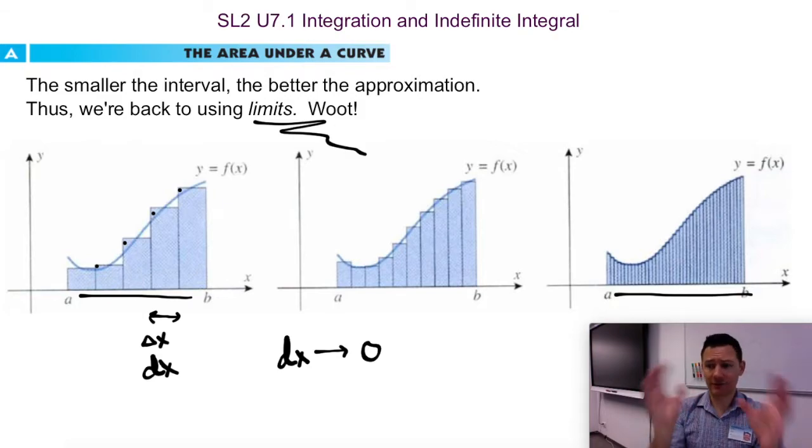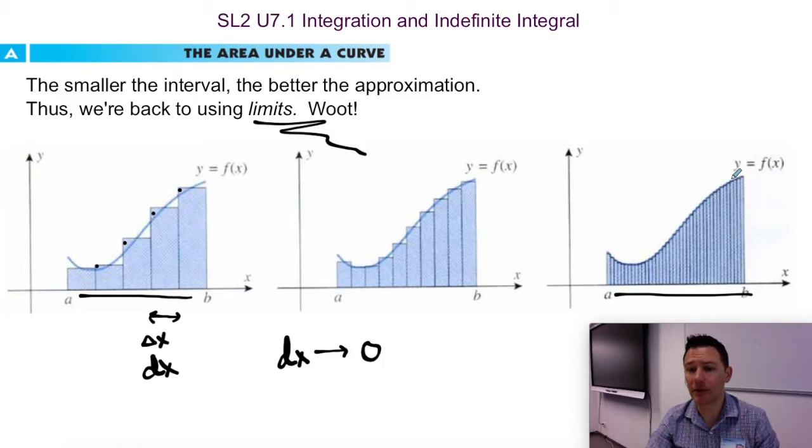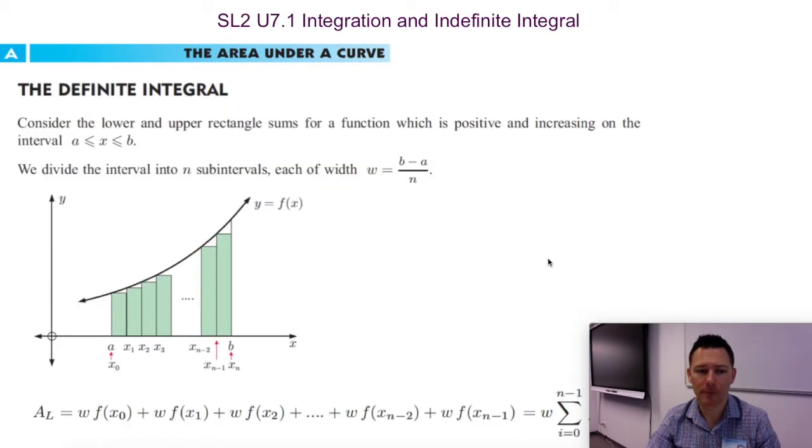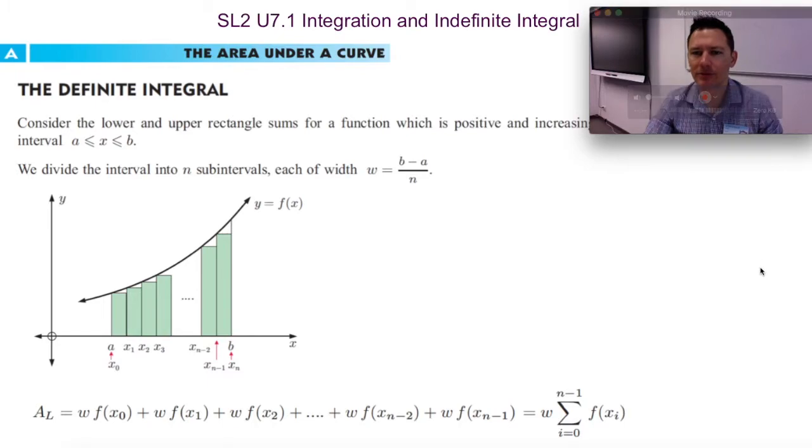All right, that's the whole idea. Make rectangles, make as many of them as you can, and they approximate the area under the curve. Add them up. Okay. Put myself back in order.